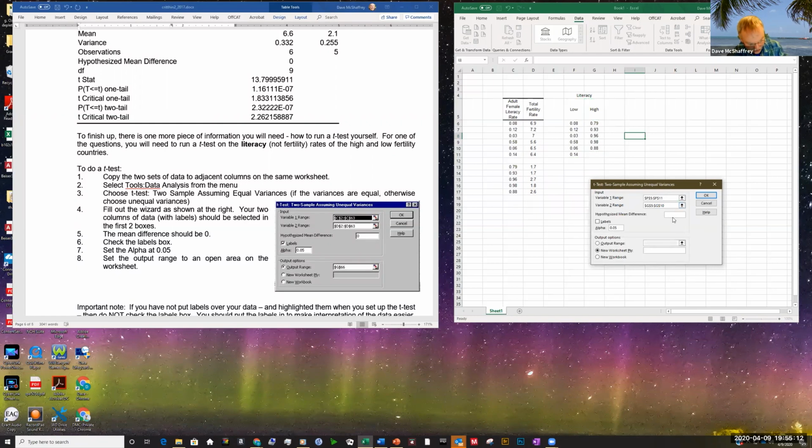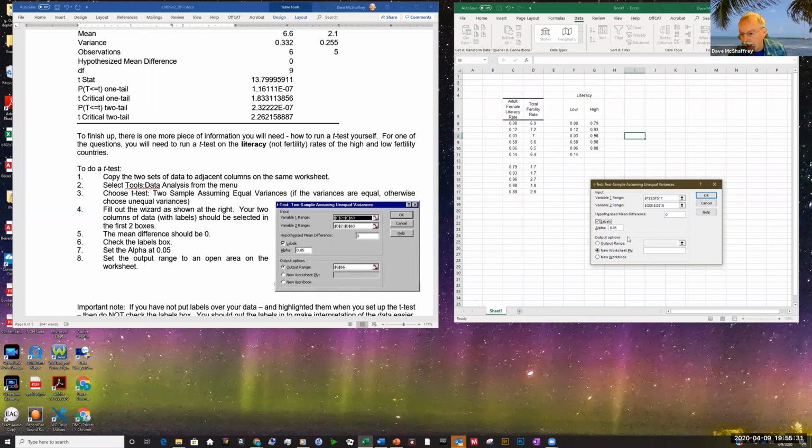My hypothesized mean difference is 0. I do have labels in there. I had the low and the high. You need to be careful. If you don't click the low and the high and you just click these, then don't click on labels. Only click on labels if you included the labels. Alpha is equal to 0.5.